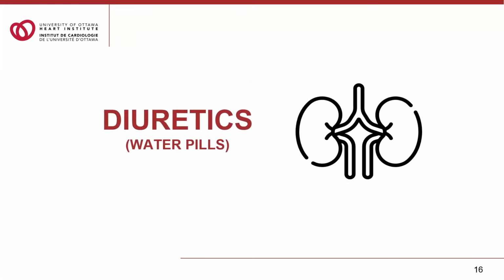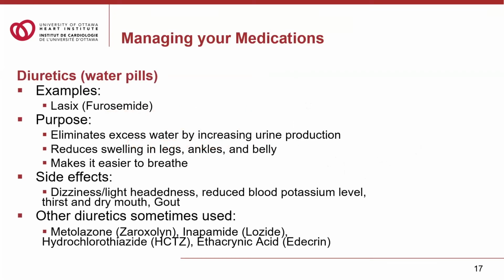Another medication that many patients who have heart failure are likely very familiar with is the diuretics, or the water pills. An example of this would be Lasix, and the purpose of this medication is to eliminate excess water by increasing urine production. This helps to reduce swelling in the legs, ankles, and belly and makes it easier to breathe.